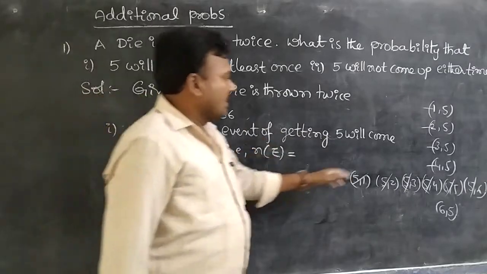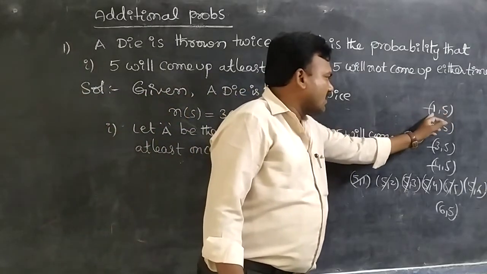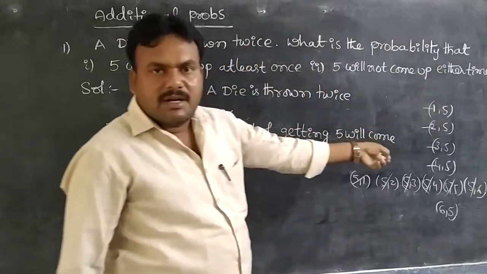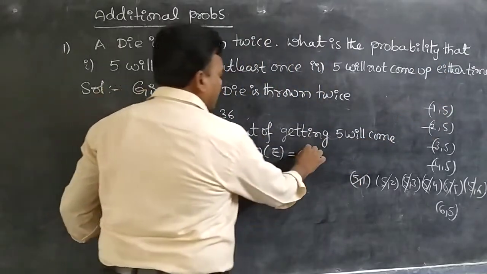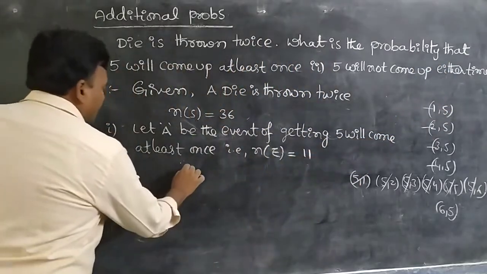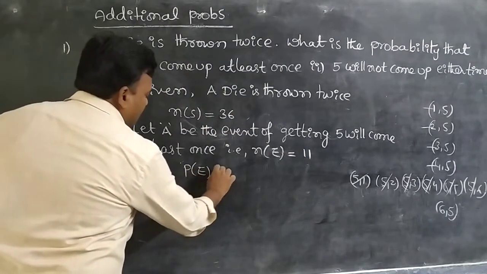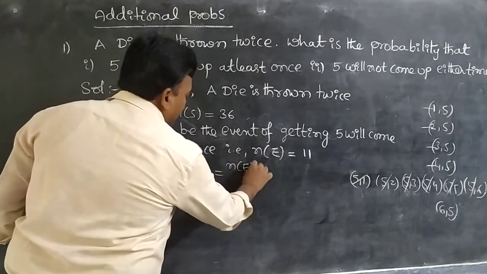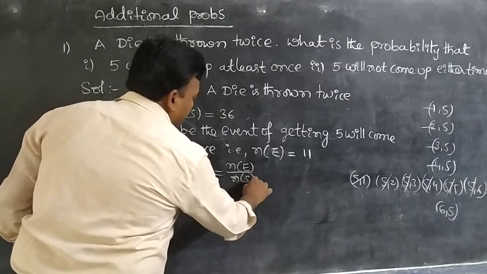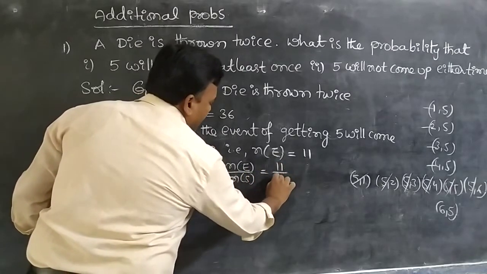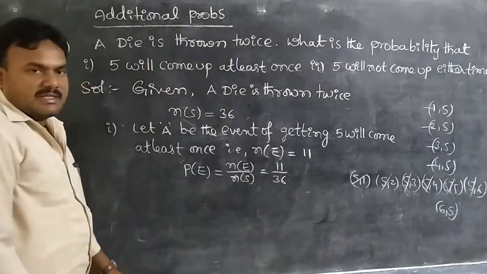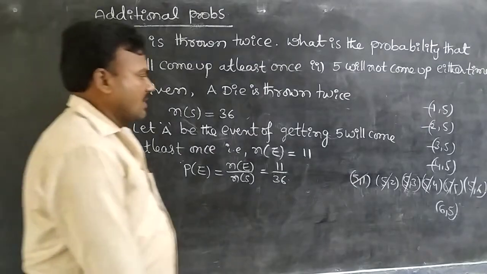At least once. In any place, either starting or ending, 5 must be there. So that's why here, how many times? 11 times. So, probability of event equals n of E by n of S. It becomes 11 by the total number of outcomes, 36. So 11 by 36. Right.